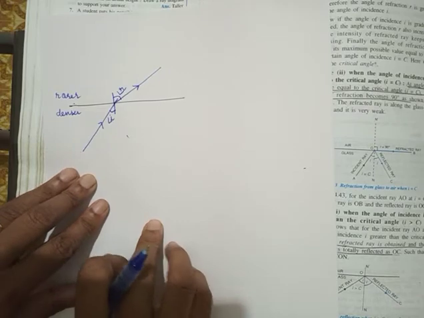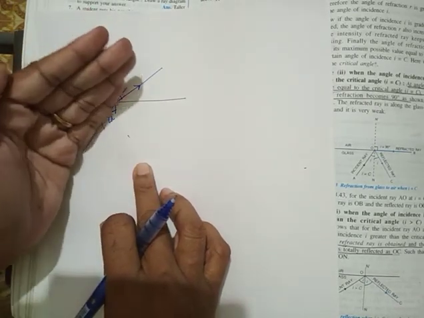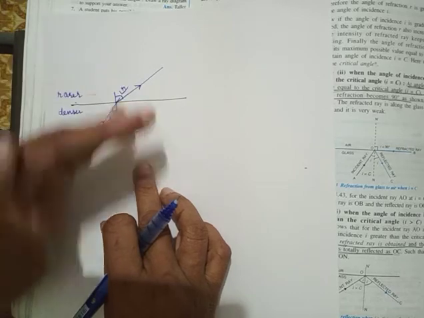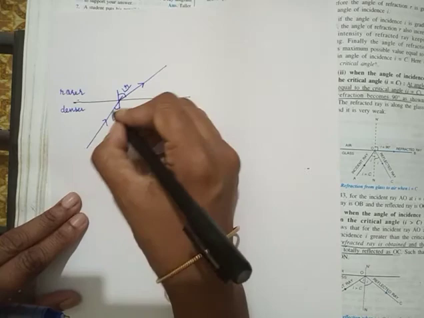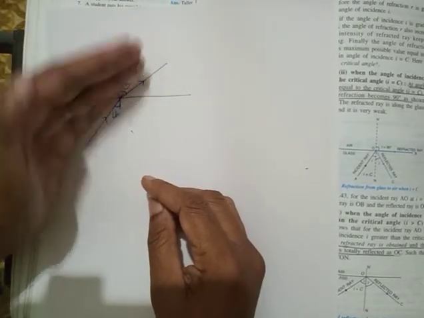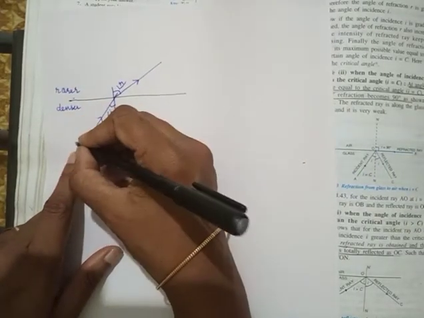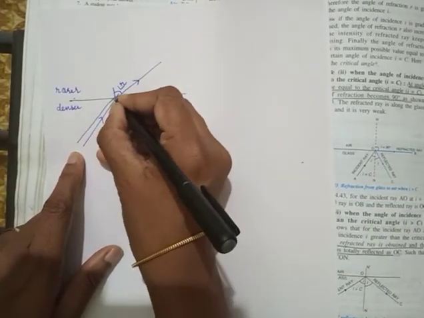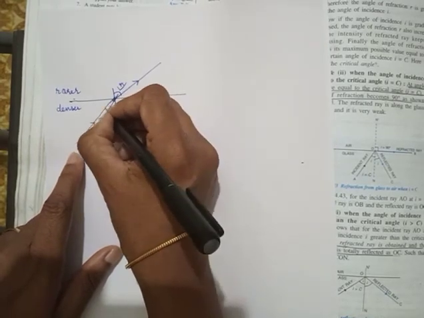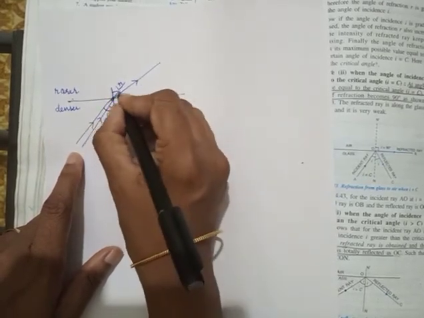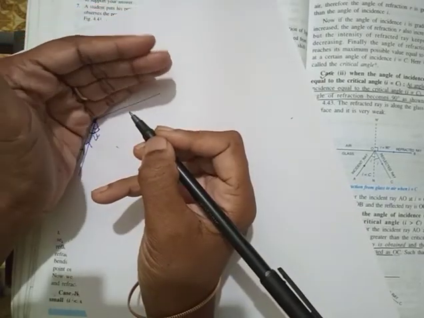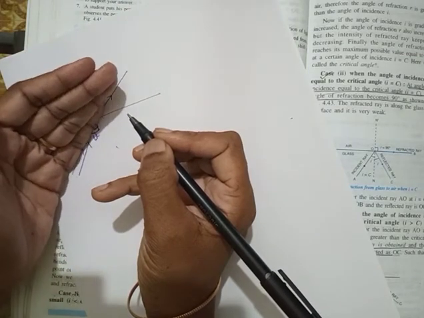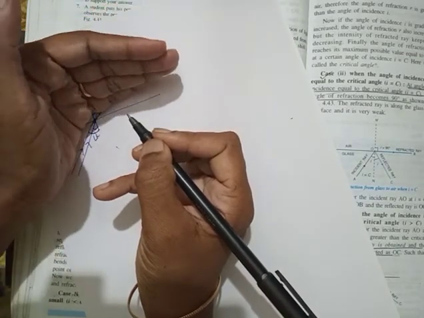Now what I'm going to do is increase the angle of incidence. As I increase the angle of incidence, it means I shift the ray from here to here. So my angle i has increased, then angle r will also increase. Means the ray keeps shifting here. So as I shift this ray here, this ray will also keep shifting here.